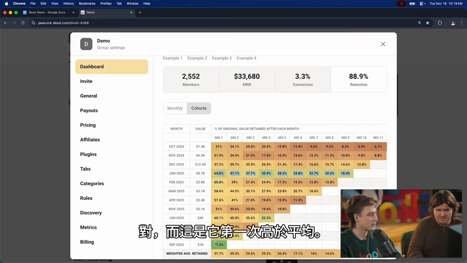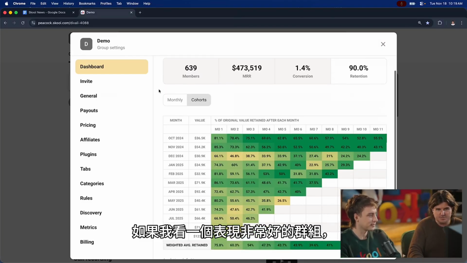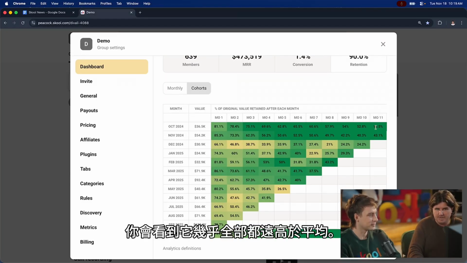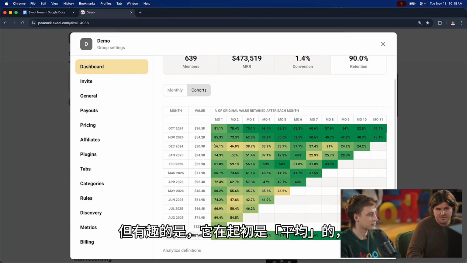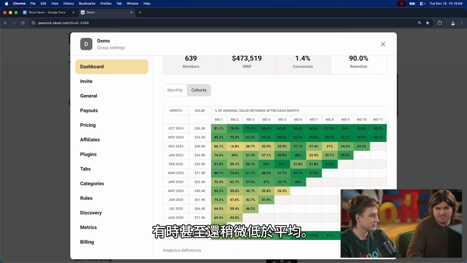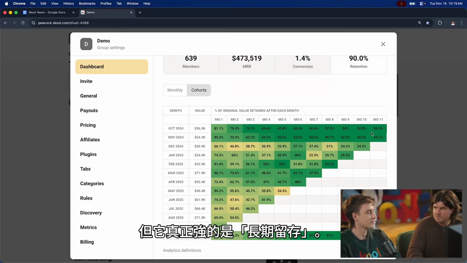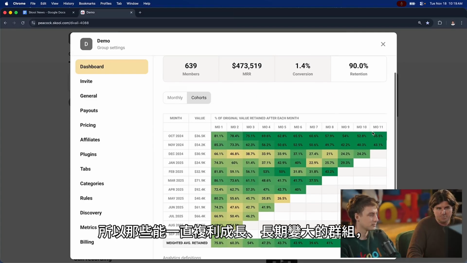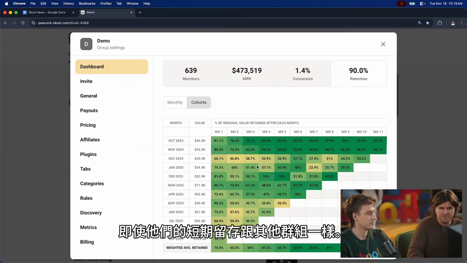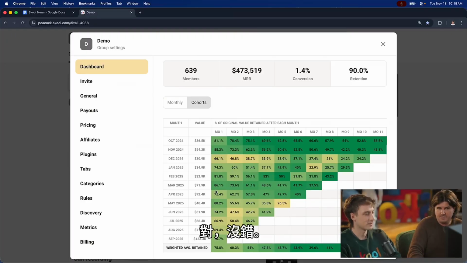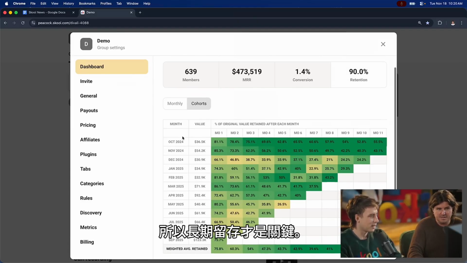Yep. This is above average for the first time here. And then if I look at this group that does extremely well, it's very above average. It's great. Yep. But what's interesting is it's average at the start, sometimes even a little below average, and then it really shines in its longer term retention. Yeah, that's pretty cool. So the groups that tend to keep compounding and keep growing have long-term retention dialed, even though they might share the same kind of short-term retention as other groups, right? Yep. So that long-term retention is key.